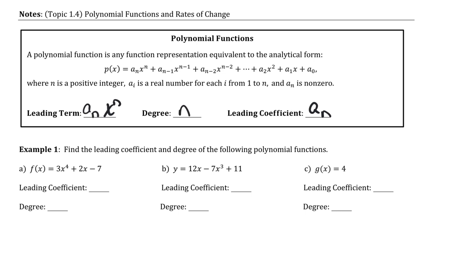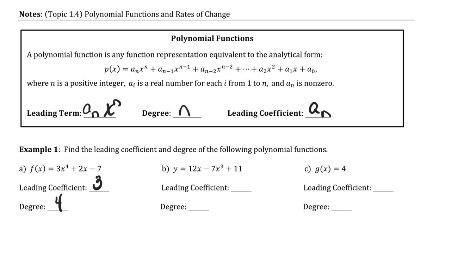So the first thing you've got to make sure is that everything is written in order. Usually it'll be written like that, but if they're trying to trick you, they might change the order up. So the first one, a, is written in order. The leading coefficient is 3, and the degree is 4.